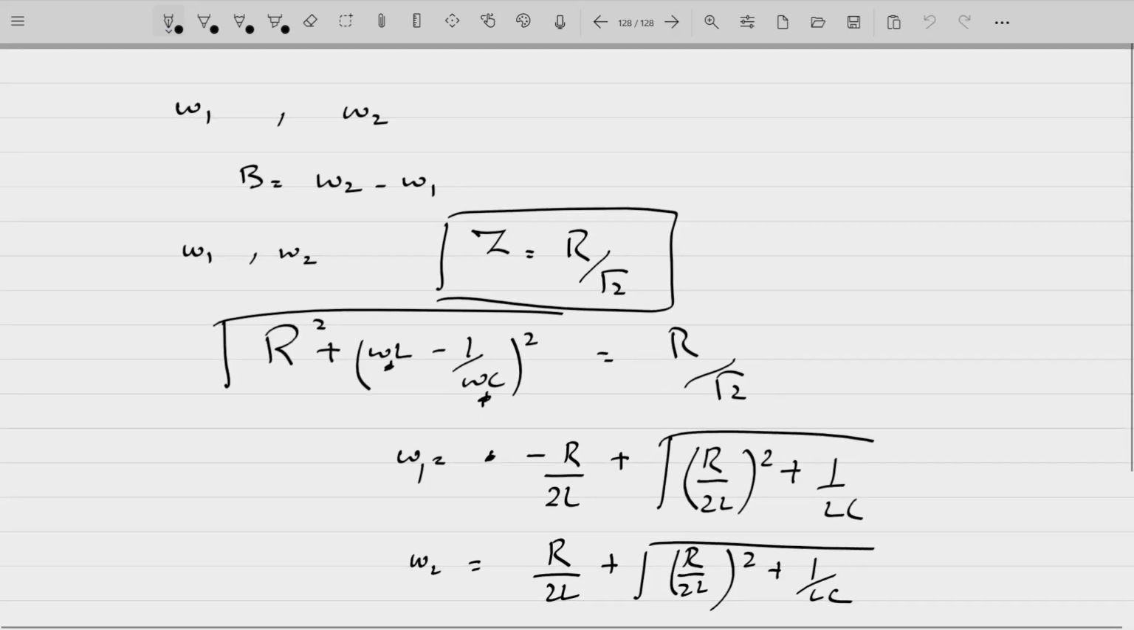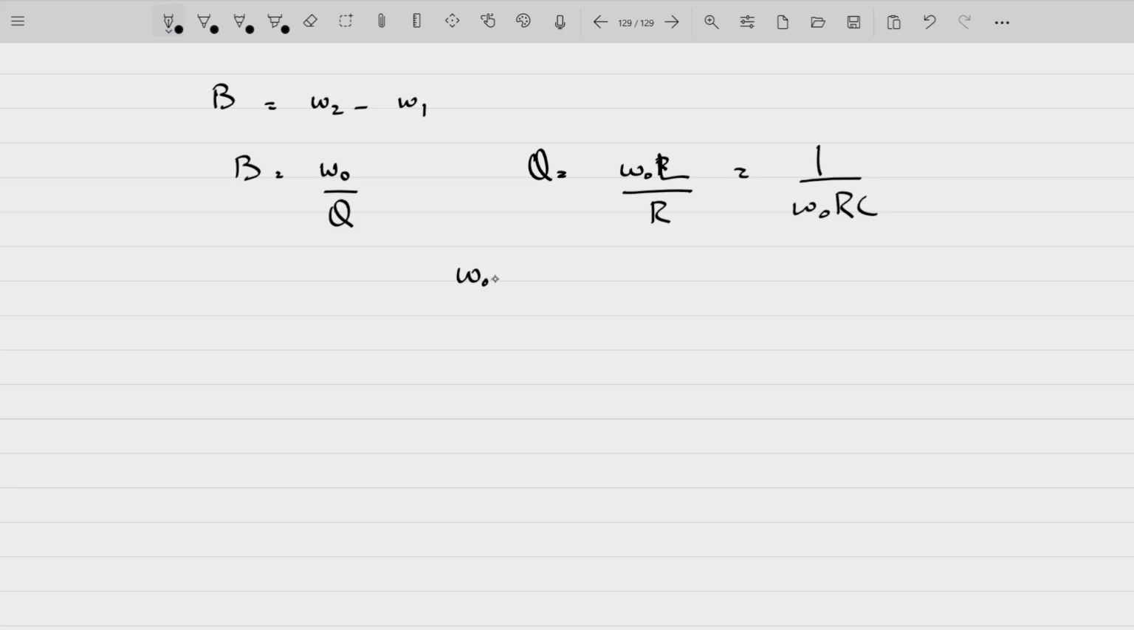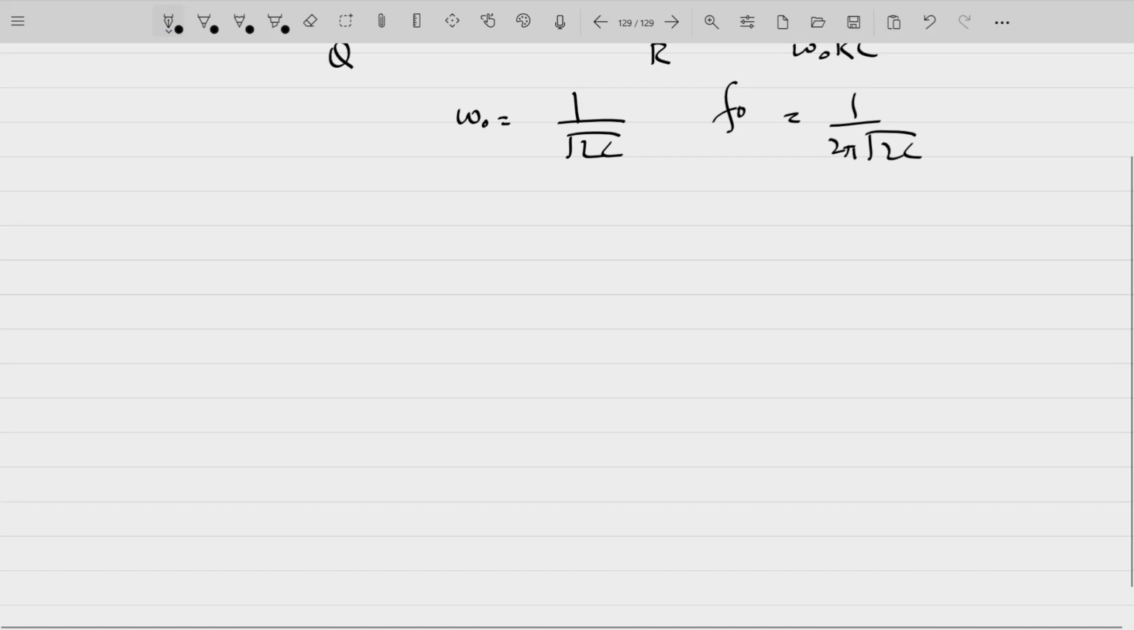ये कुछ formulas हैं जो आपको याद रखनी है. Actually you have to remember the formula for bandwidth. एक तो सिंपल फॉर्मूला ओमेगा 2 माइनस ओमेगा 1, दूसरी ये वाली फॉर्मूला है आपकी bandwidth is equal to omega naught divided by Q, where Q is itself equal to omega naught L by R or 1 by omega naught RC. Omega naught is equal to 1 by under root LC. F naught is equal to 1 by 2 pi under root LC. So these formulas you have to remember. These were all discussed for a series RLC circuit.